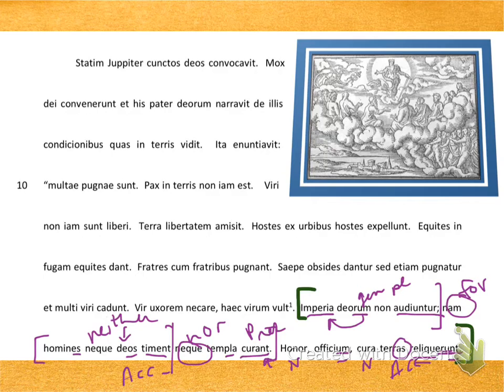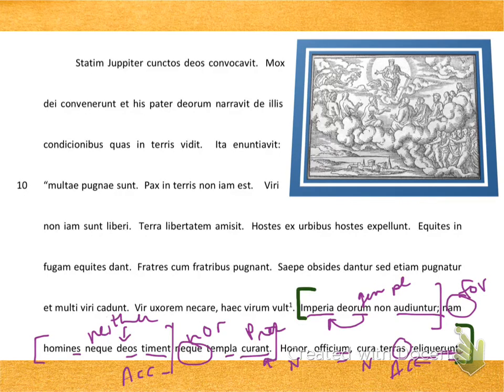Officium is a neuter noun, so this form could be nominative or accusative. What are we going to do with it? We know that honor and cura are focused as subjects. So honor and cura reliquerunt the terras. Have they reliquerunt the terras and the officium? And if we're going to make that choice, why didn't the author put an et between officium and terras?